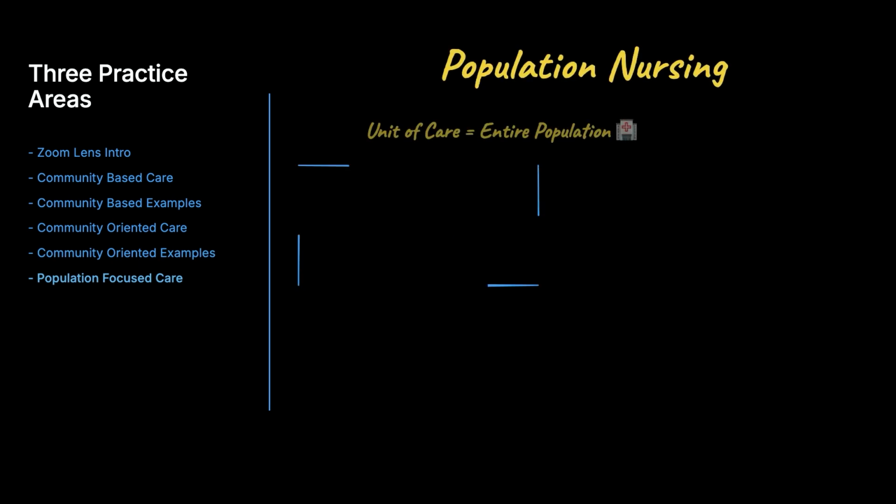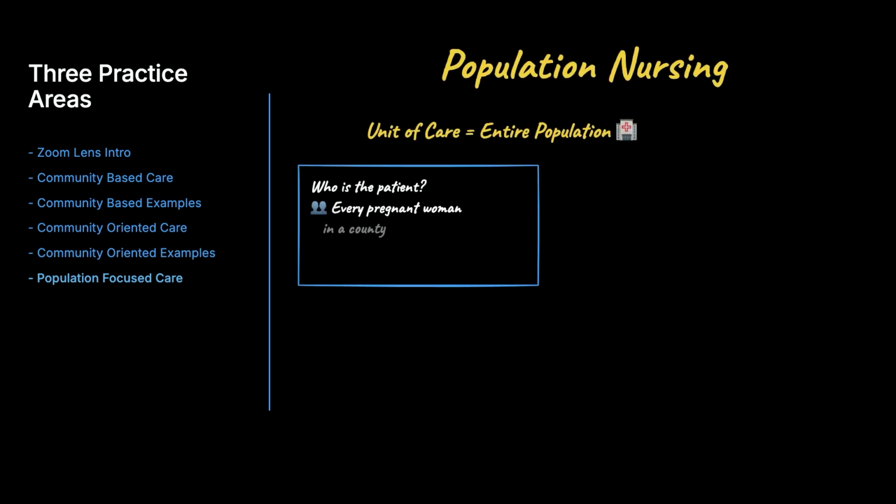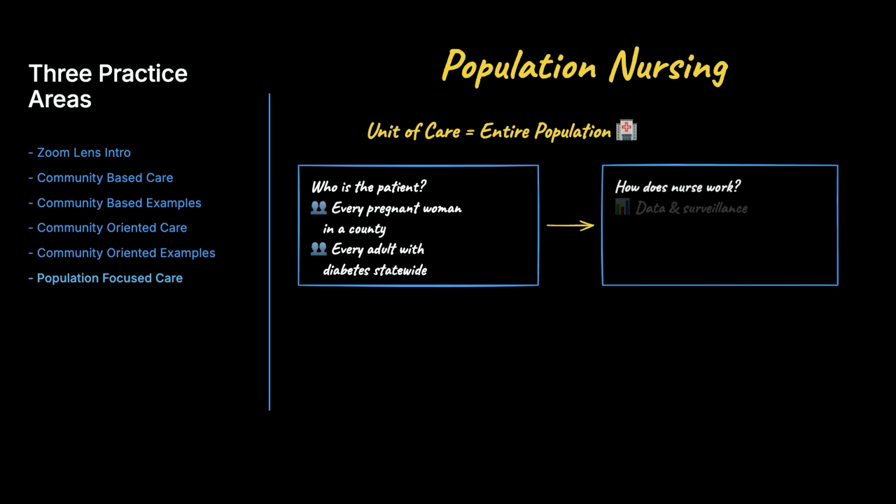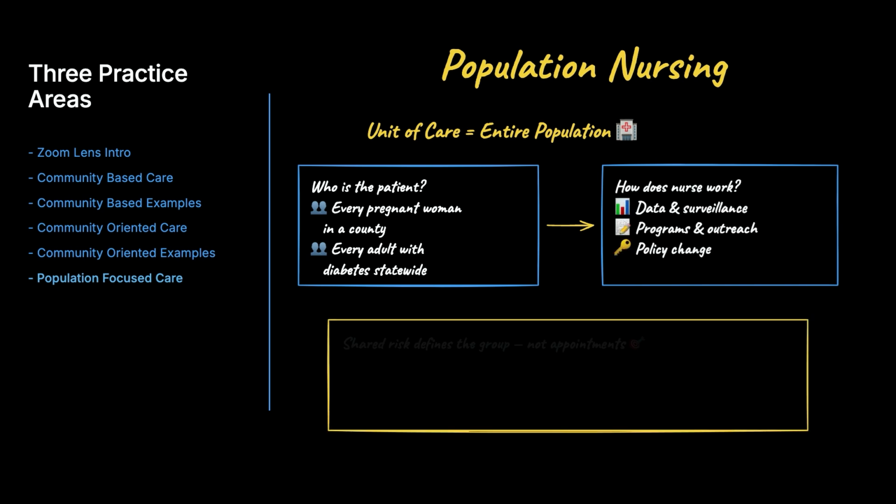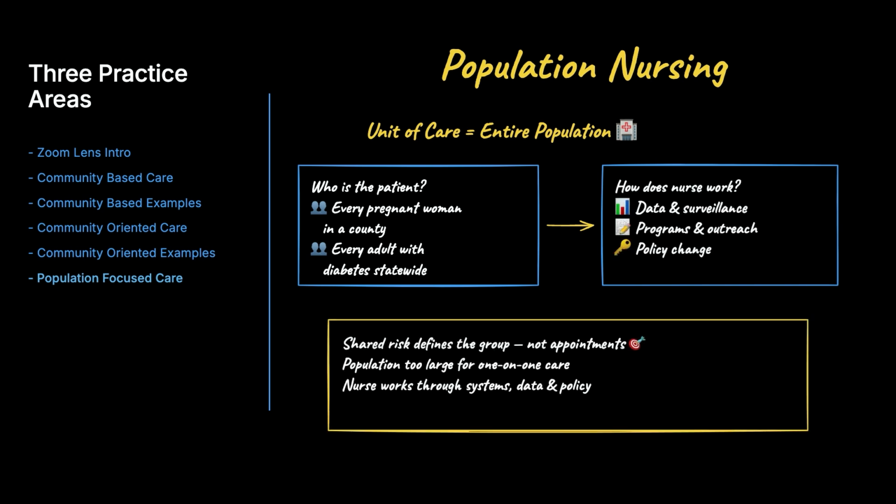At the widest end, we reach population-focused nursing, where the unit of care is the entire population, often defined by a shared risk. Think of every pregnant woman in a county, or every adult with diabetes statewide. Because the patient is so large, the nurse works through data, programs, and policy rather than treating each person.